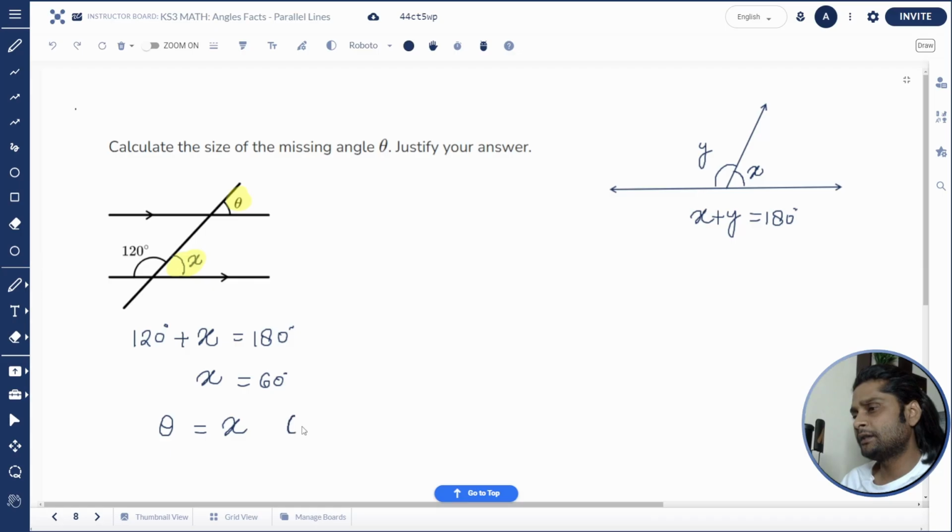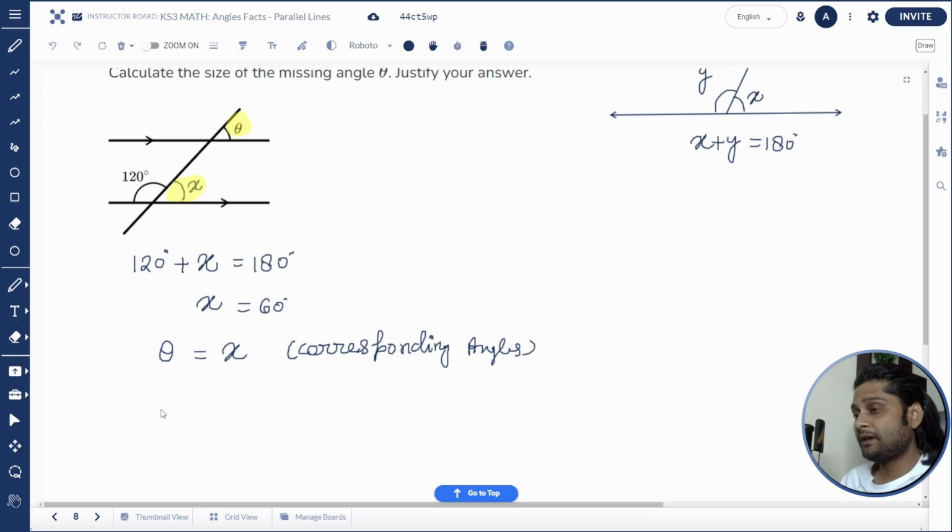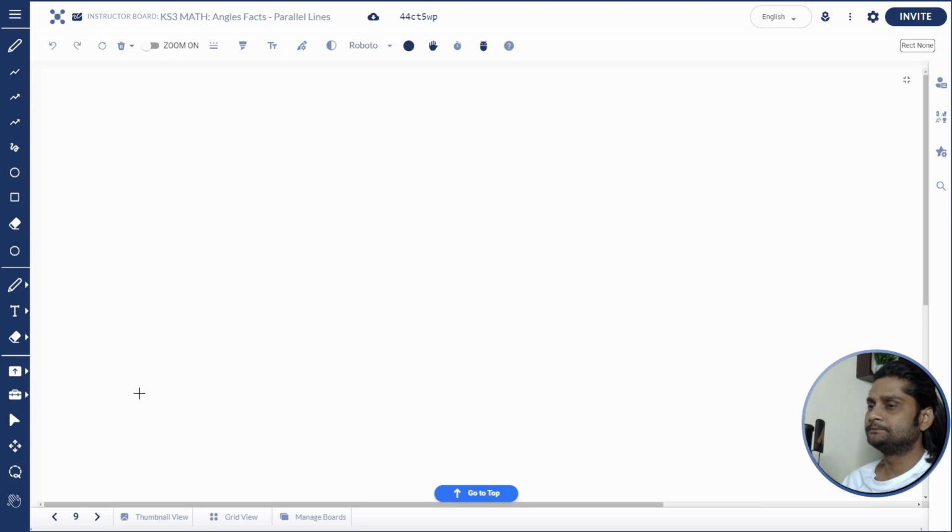Why? You can even write the reason: the angles are called corresponding angles, and just because they are made between two parallel lines, we can consider them to be equal. So just because we figured out x to be 60, theta is also going to be 60 degrees. So this is another method of doing the same kind of question. Let's continue to the next example.